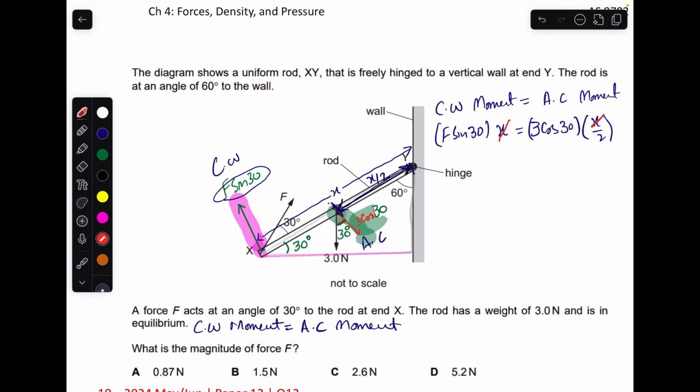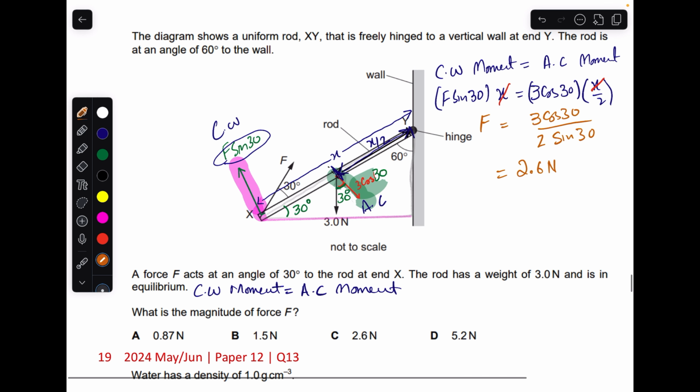So F will be equal to 3 cos 30, and there is a 2 as well, and sine 30 will come from the left side. Okay, so this will give you 2.6 newtons. So it's option C.